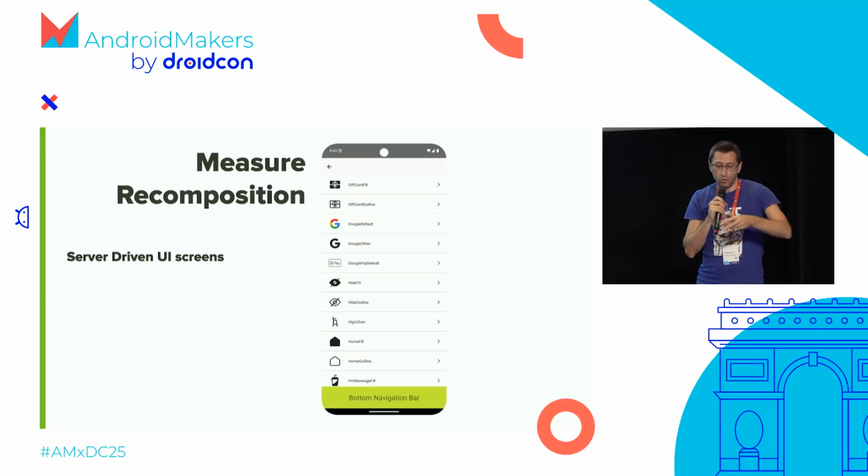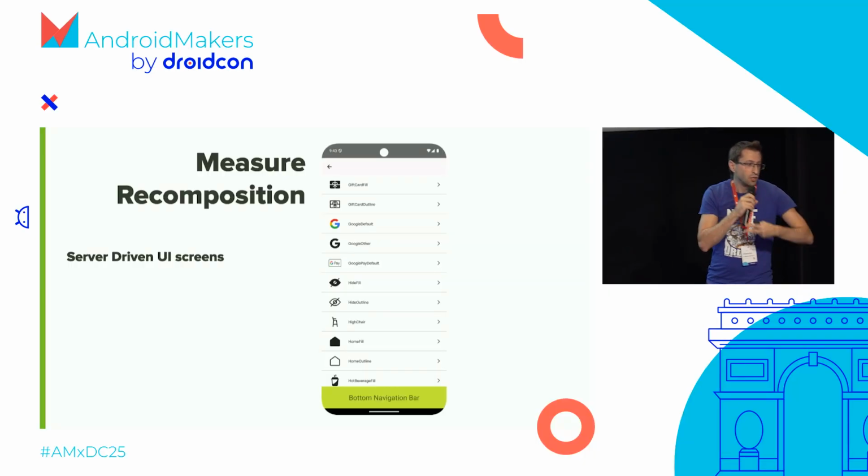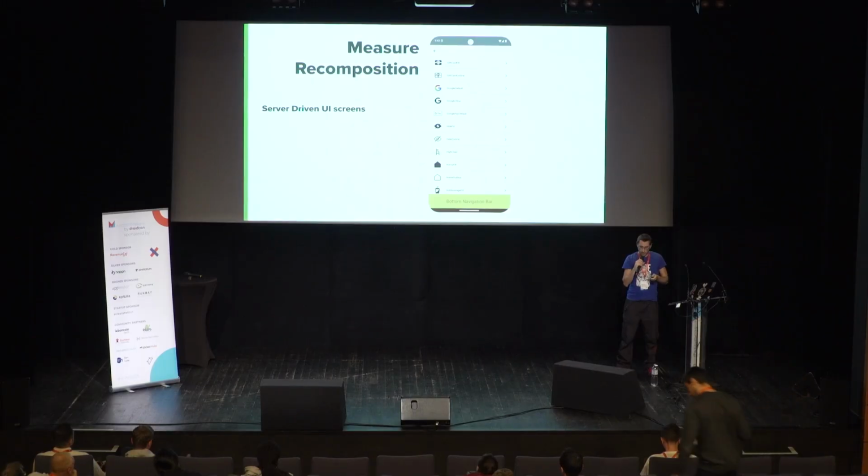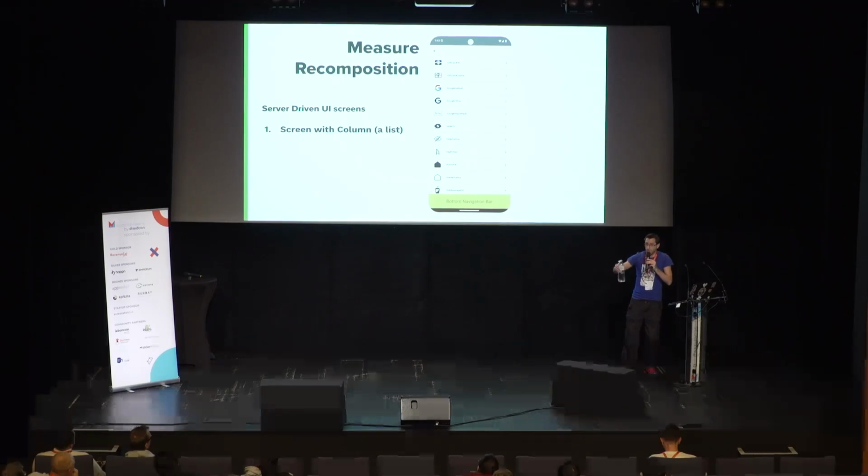So I'll give you enough context as we go along so you can understand the minimum things that are required. And if you want more information, at the end of the slides I have a link. So the first screen that we're going to look at is the one that you are seeing right there. It's a screen with just a column and a list of items, pretty straightforward.